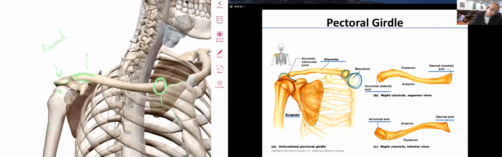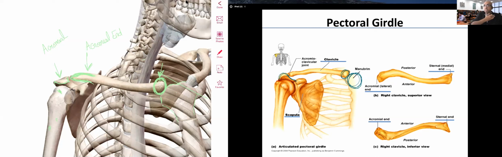Can you guess what we're going to name the end of the clavicle that shares in the formation of the shoulder? If the end that was articulating with the sternum we called the sternal end, what do you think we're going to call the end of the clavicle that shares in the formation of the shoulder? It's going to be my acromial end.